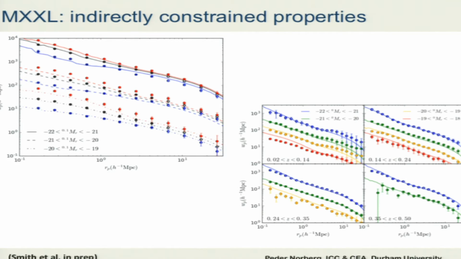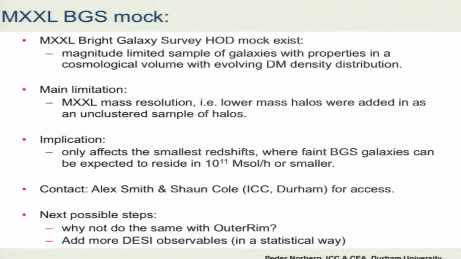Here's the clustering. The clustering by construction does very well. On the smaller scales it does not do perfectly well, and that has to do with how we model the radial distribution of satellites within the halos, but generally speaking it does very well there as well. You have the indirectly constrained properties, for example the correlation function as a function of luminosity and color, for the red and blue galaxies. I say indirectly constrained simply because we haven't used this data to constrain the model, but you end up with a rather good modeling, though not perfect. You can see here that the red galaxies don't have exactly the right clustering compared to the data, so this improvement can be done.